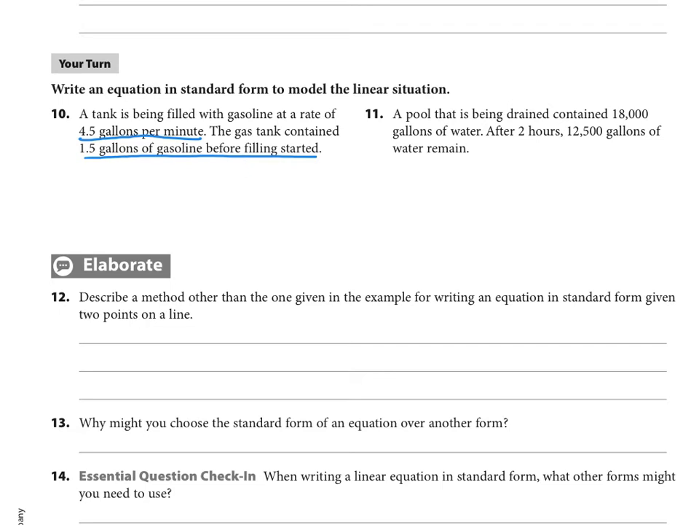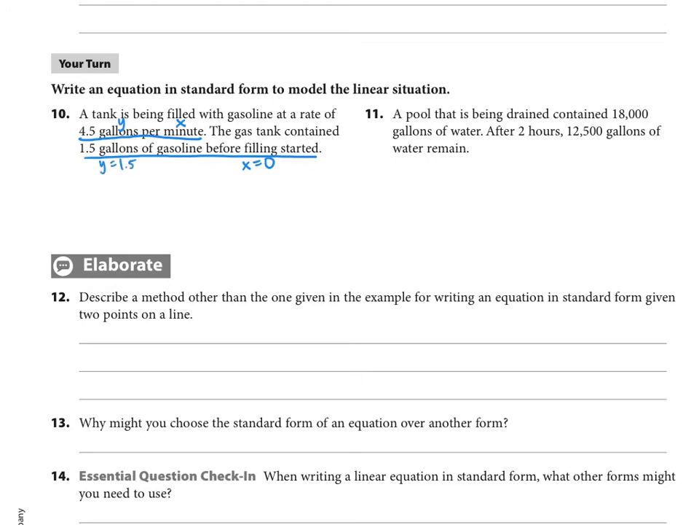So be able to identify the x and the y. So minutes is x and gallons is y. It's always y over x when we do our slope or our unit rate. So that means before filling started is when x, our time, is 0. Y is equal to 1.5.